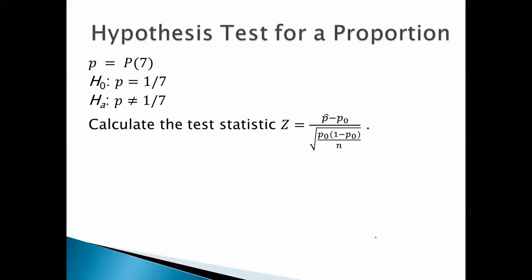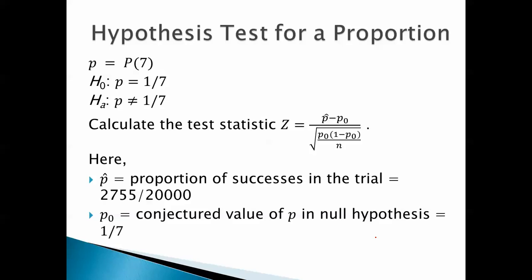How do we determine which is true? We calculate the test statistic, and that's z equals P hat minus P sub 0 over the square root of P0, 1 minus P0 over n. Now here, P hat, again, that's the probability of successes, or really the proportion of successes in the trial. That's 2755 divided by 20,000. P sub 0 is the conjectured value of P in the null hypothesis, which we conjectured again was 1/7.